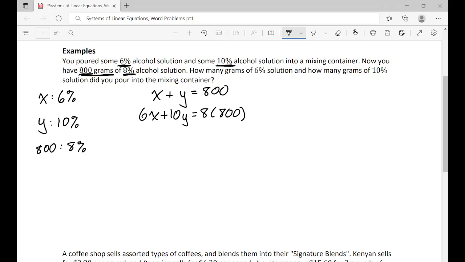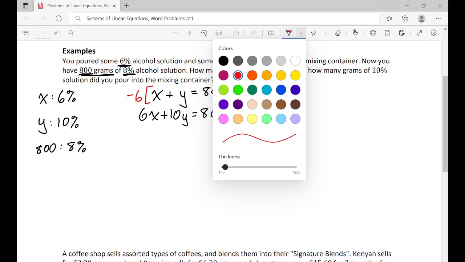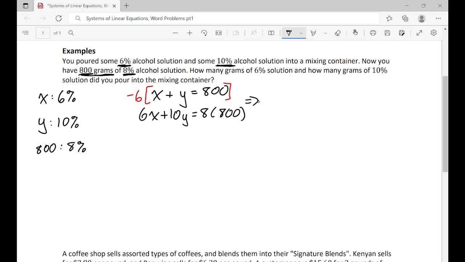Now I can solve it any way I want to, and I'm going to use elimination because I think that's just easier to do. I'm going to eliminate X. So I'm going to multiply the top equation by -6. I get -6x minus 6y equals, again trust me on this, -6 times 800. And I keep my bottom equation the same: 6x plus 10y equals 8 times 800.